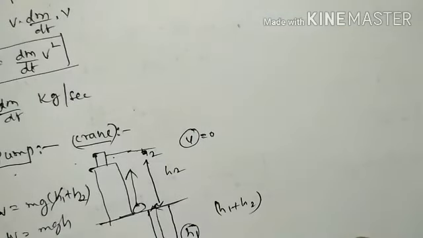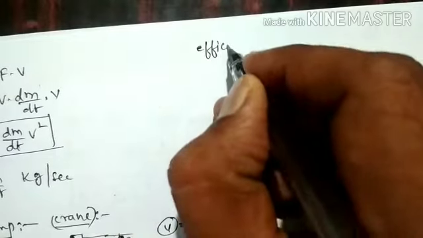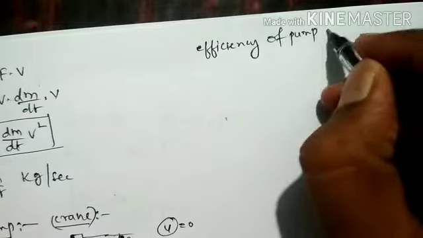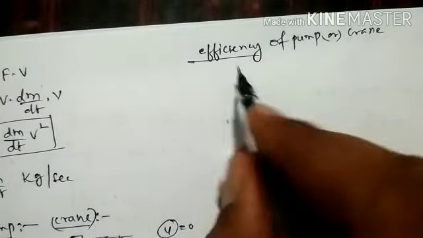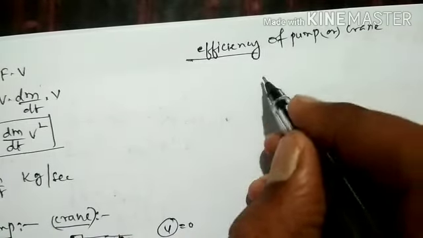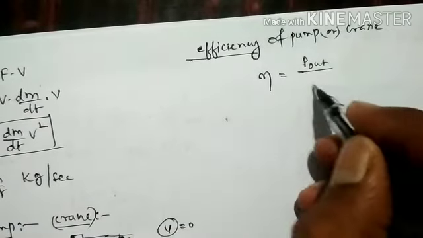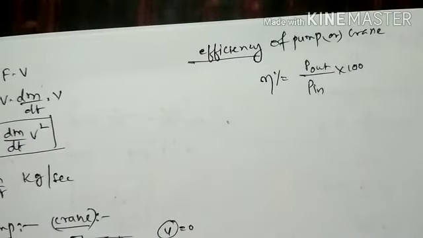And in the case of pump or crane, there is one more term which is normally used in the problems, that is the efficiency of the pump or crane. What is meant by efficiency? Efficiency is denoted by a letter, x%, or percentage. Normally efficiency is power output by power input. If it is a percentage, you multiply by 100.